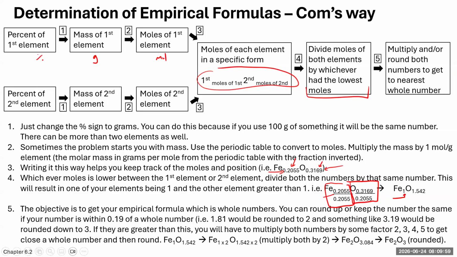So if you look here, we can tell 1.5 is about halfway to a whole number, right? If we multiplied by 2, that'd be close to 3, right? So let's try multiplying by 2, which we did here, 2 and 2. Once we multiply, you have to multiply both elements. You cannot multiply just one, you have to do both. So we did that. We got 2 and 3.084. Now, oxygen is close enough to just round down, and that's what we did here. We just rounded down to 3. So this is now our empirical formula.